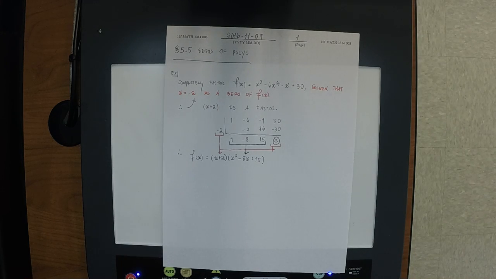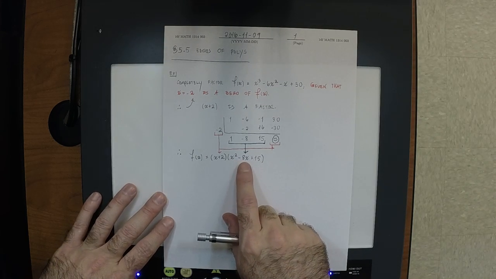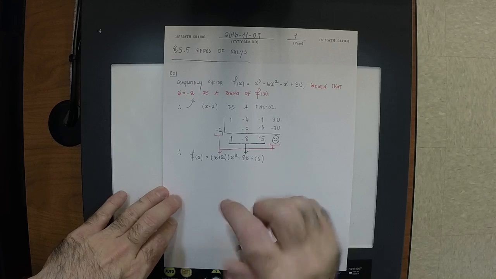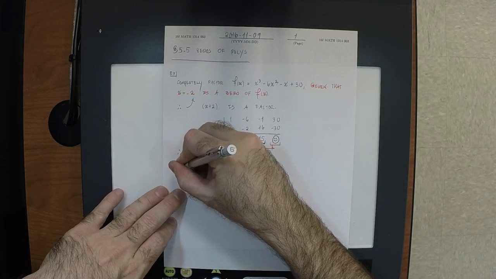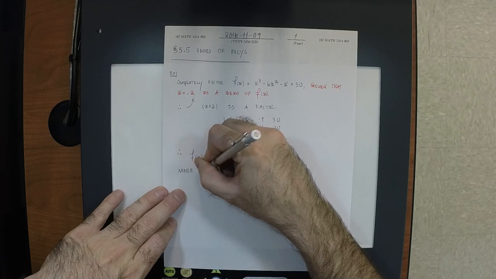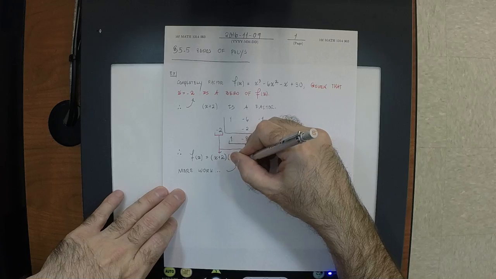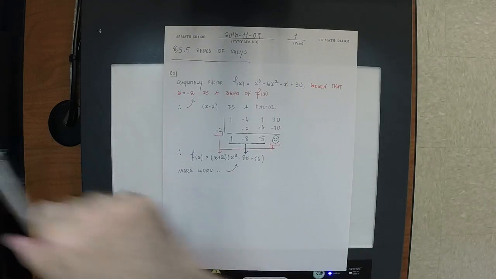Okay, so have we answered the exercise? Not yet, right? In what way have we not answered the exercise? It's not completely factored. The fact that this is not factored means that there's more work to do, because that's not completely factored.